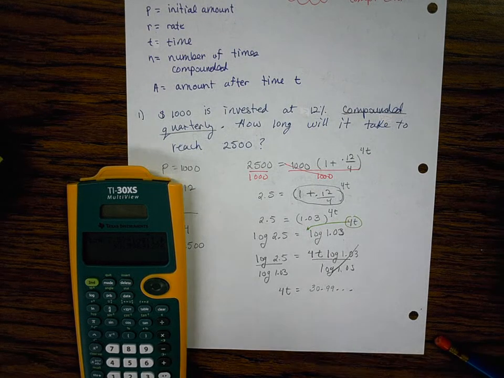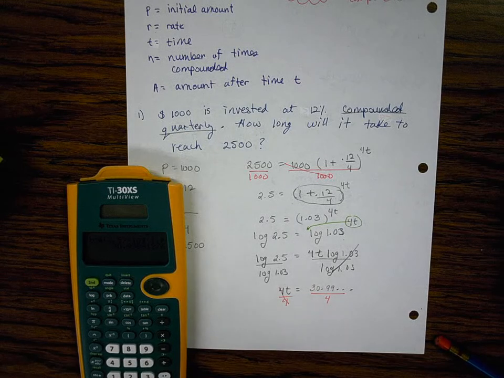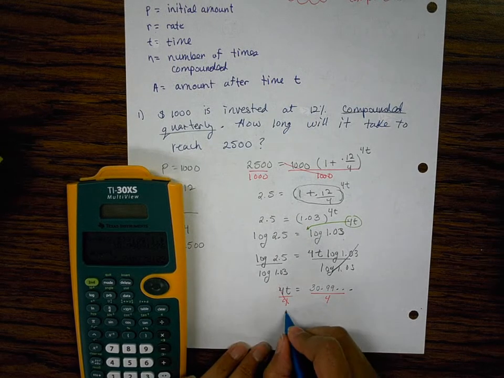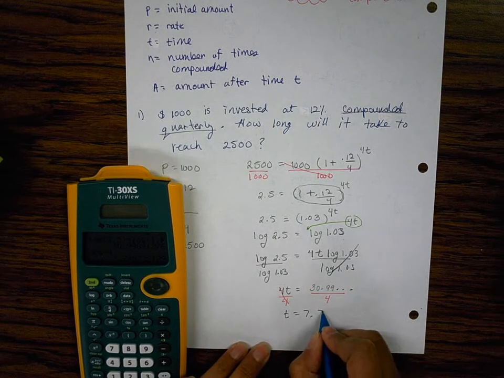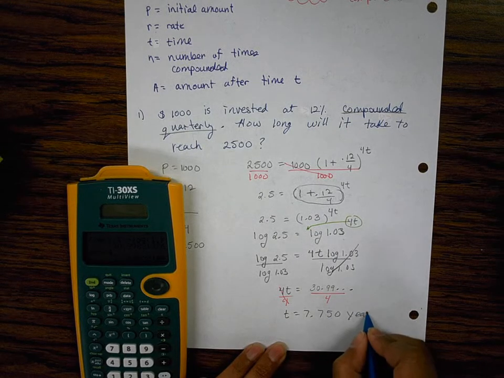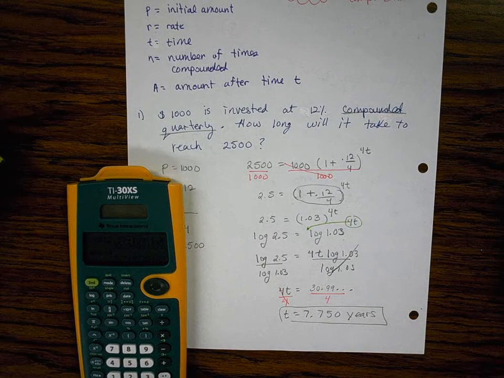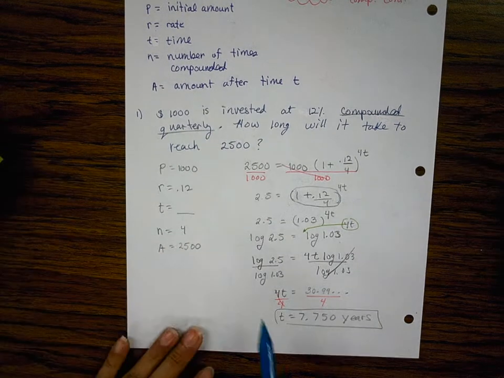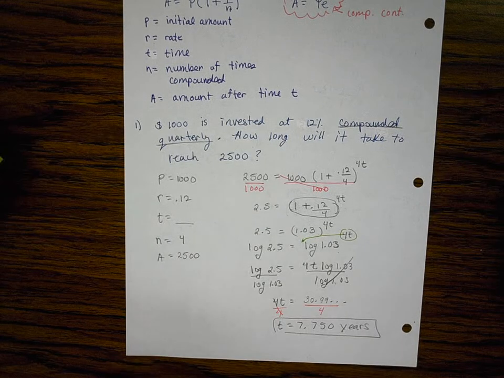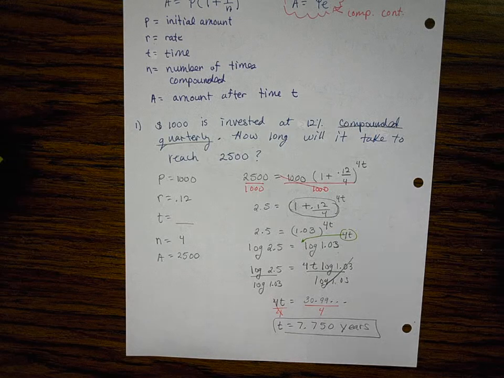I'll put ... to show that I'm not rounding it, because I want to divide both sides by 4 to get t by itself. So that decimal you still have in your calculator, divide by 4, and you get 7.749. So t equals 7.750 years once you round to 3 decimal places. So it's going to take a little over 7.5 years to get the investment, 1,000, to end up being 2,500.